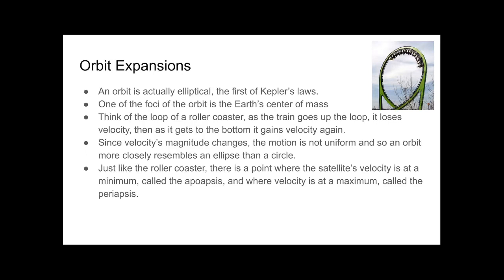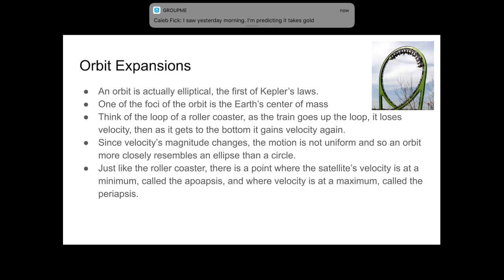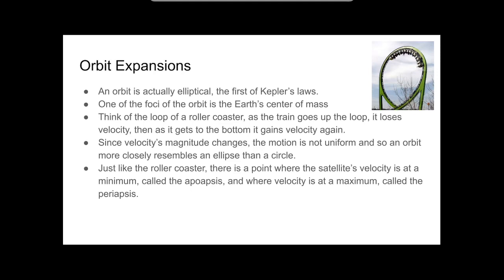And I find it easier to think of the loop of an orbit as a roller coaster. So as the train goes up the loop, it loses velocity. Right at the top, it's at its lowest velocity. But then when it gets to the bottom, it's at its highest velocity. Since velocity's magnitude changes, the motion is not uniform, and so an orbit more closely resembles an ellipse than a circle. Just like a roller coaster, there is a point where the satellite's velocity in an orbit is at a minimum, called the apoapsis, and where velocity is at a maximum, called the periapsis.